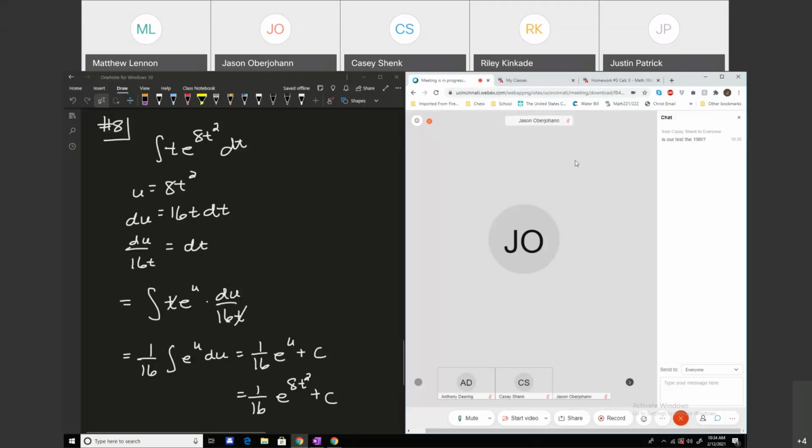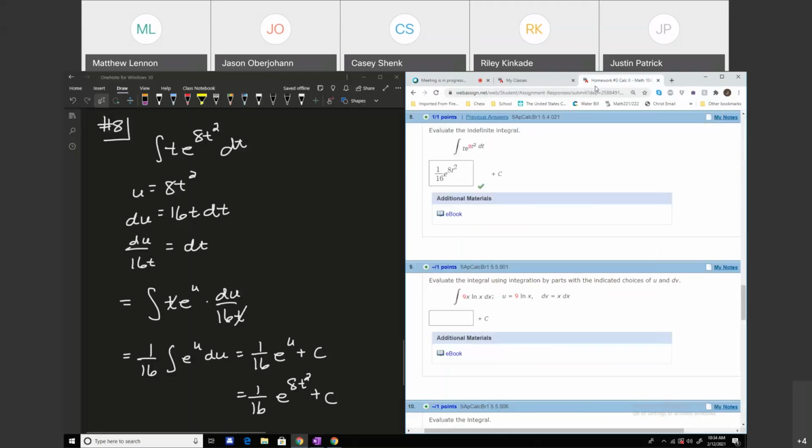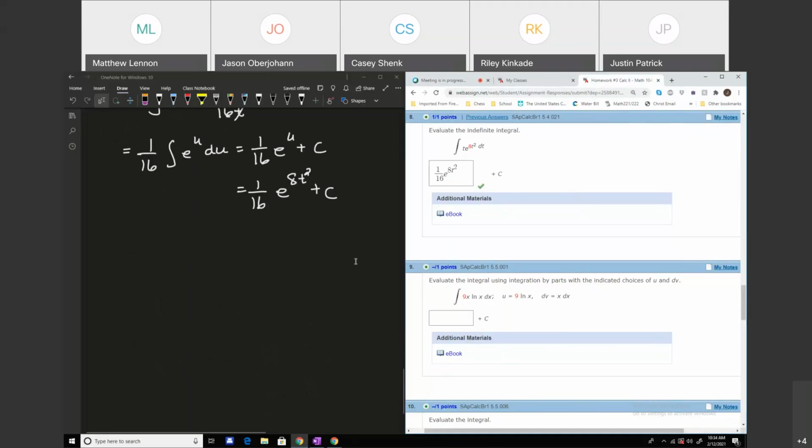Okay, so back to the homework. So integration by parts, let's look at number 9.